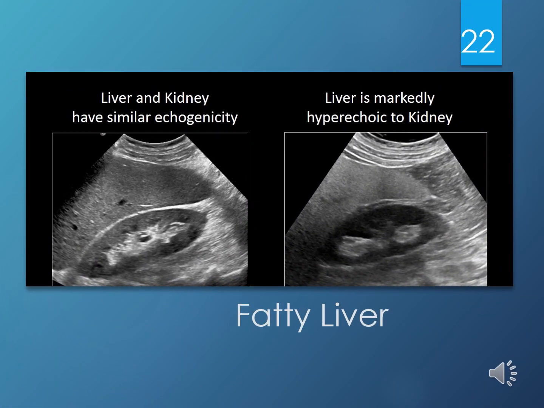When you scan a liver and you suspect fatty liver infiltration, you will comment on a few different things. You'll say, for example, decreased penetration. You'll say that the liver is markedly hyperechoic to the kidney. You can say that it has a rounded appearance. You can say that it appears enlarged.